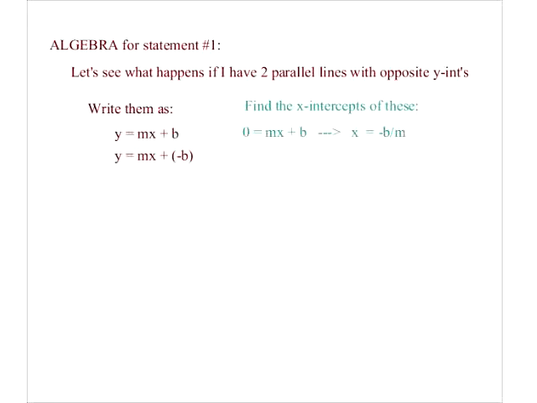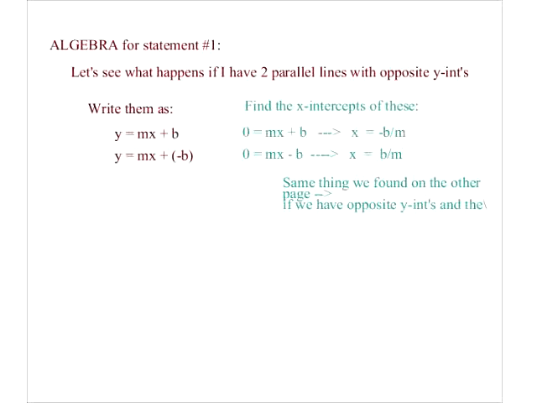So that means that x winds up being positive b over m. So yeah, same thing. This is the same thing we found out graphically on the other page. If we have opposite y-intercepts and the lines are parallel, then the x-intercepts have to be opposite too.